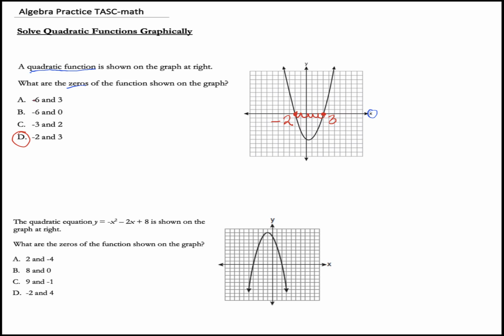Now, sometimes they might write it as a point. Remember, a point is x comma y. Because this is cutting the x-axis, it means that negative 2 is your x value. Therefore, your y value is 0. Therefore, over here, this could be written as 3 comma 0.